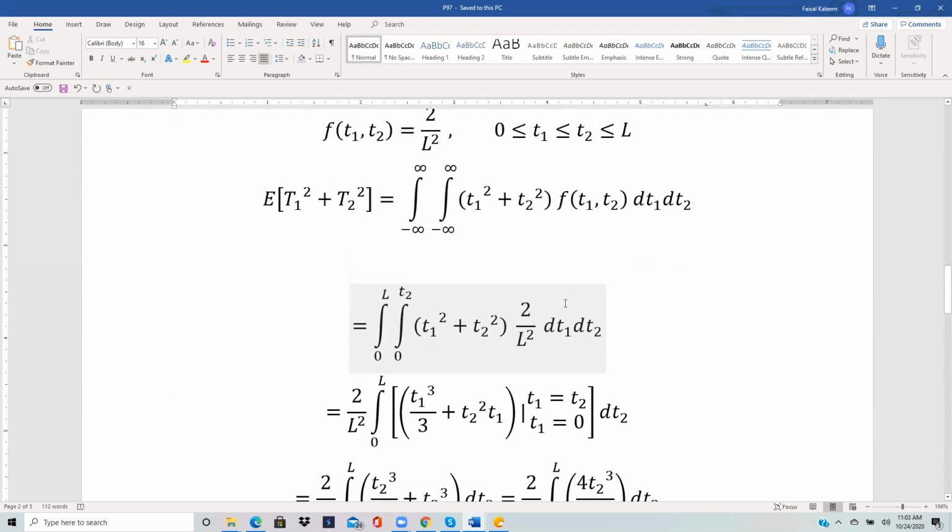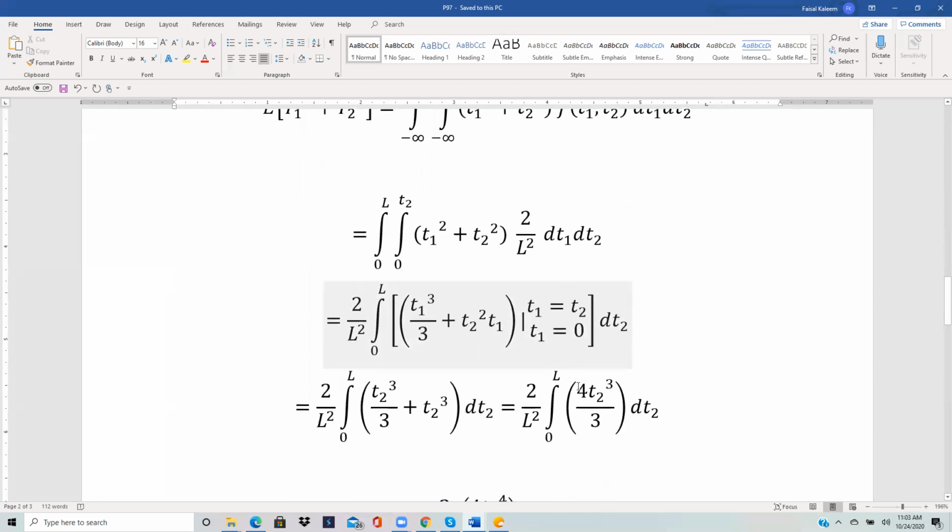And then we substitute the value of f of T1, T2. And we integrate the inner T1 variable first. So this one is T1 cubed by 3, and this one, T2 squared, is just a constant, so T2 squared times T1. And T1 goes from 0 to T2. And then when you substitute T1 equals T2, this becomes T2 cubed by 3, and this becomes T2 cubed, and the lower limit is 0. And so these two add up to 4/3 T2 cubed.